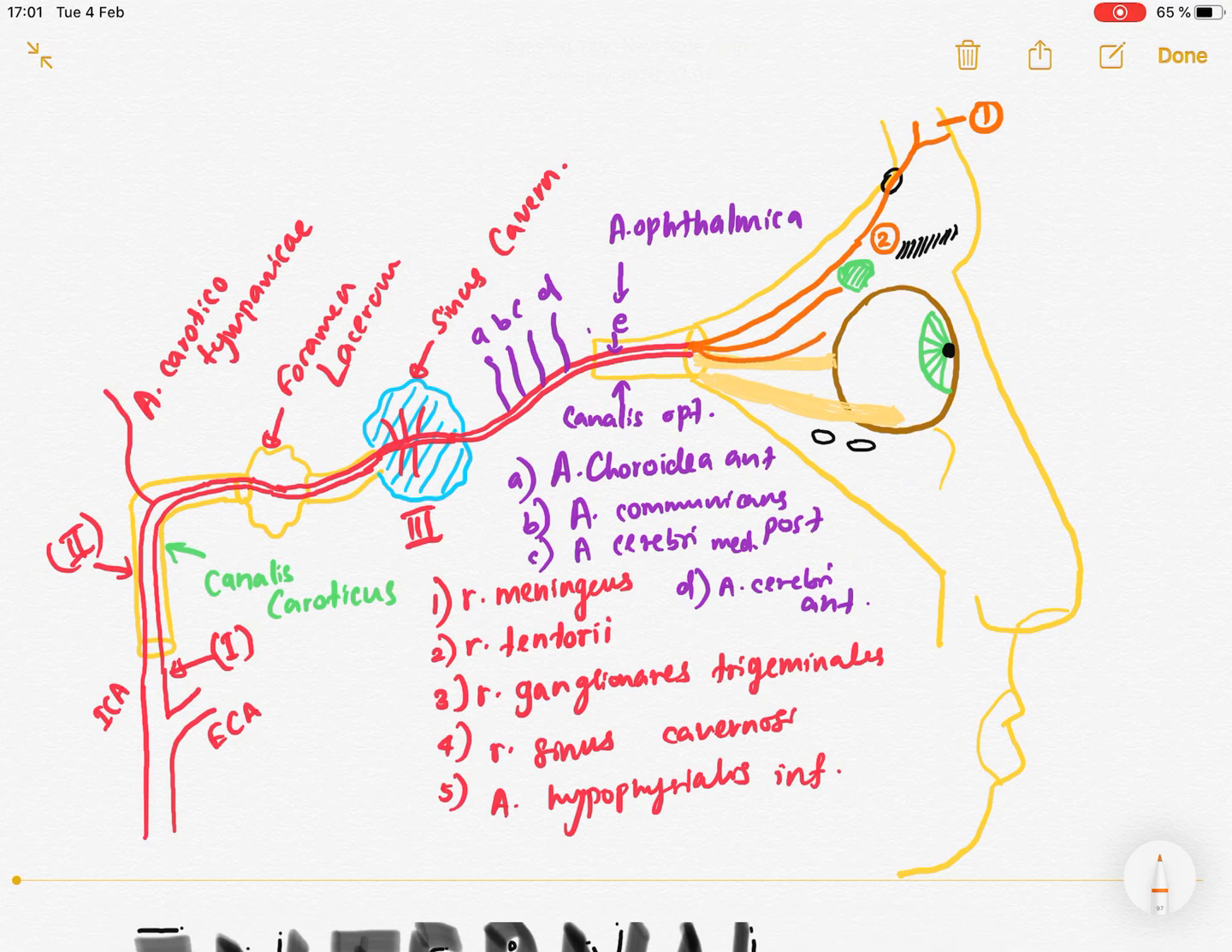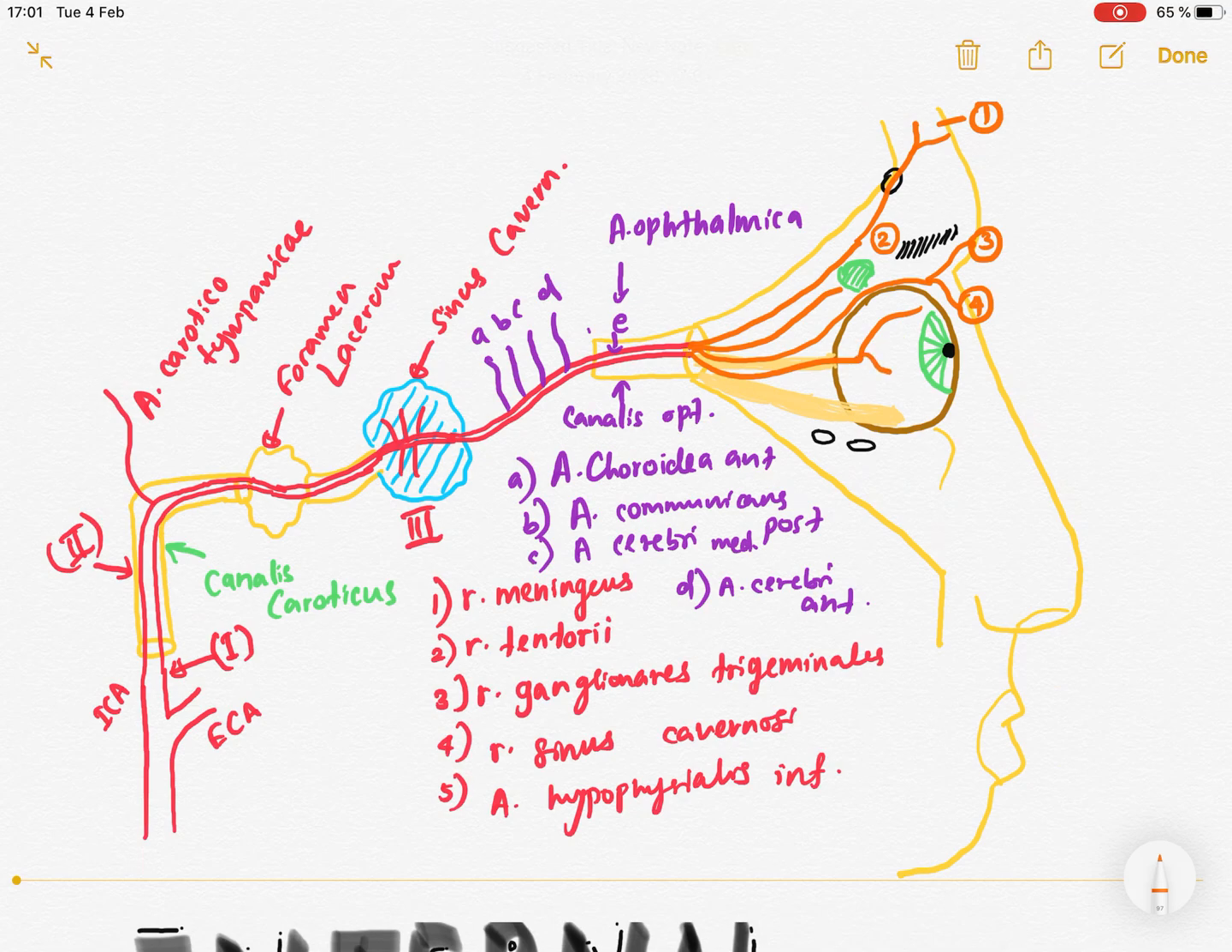Then we will have a branch going like this, and then giving 2 branches, and here we have the third one, that is arteria supratrochlearis. And then here this fourth one will be arteria dorsalis nasi.